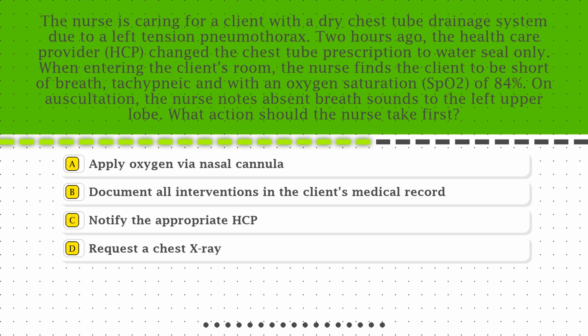When entering the client's room, the nurse finds the client to be short of breath, tachypneic and with an oxygen saturation, SpO2, of 84%. On auscultation, the nurse notes absent breath sounds to the left upper lobe. What action should the nurse take first? Option A. Apply oxygen via nasal cannula. Option B. Document all interventions in the client's medical record. Option C. Notify the appropriate HCP. Option D. Request a chest X-ray.